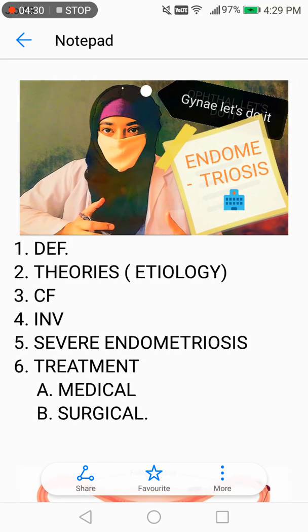Now the treatment is very simple. Treatment we can go for medical and surgical, but right now let's have a look at the images. Treatment we can do in the next video.